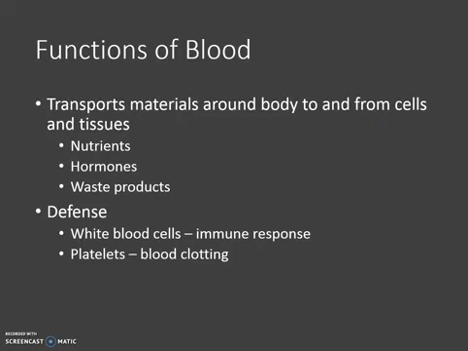Things like hormones, you learned about the endocrine system recently. And so hormones are secreted into the bloodstream and they travel throughout the body in the blood. And also waste products, so things like carbon dioxide and urea are transported through the blood to areas where they can be disposed of. So carbon dioxide goes to the lungs so that we can exhale it, and urea is filtered out of the kidneys so that we can urinate it out.